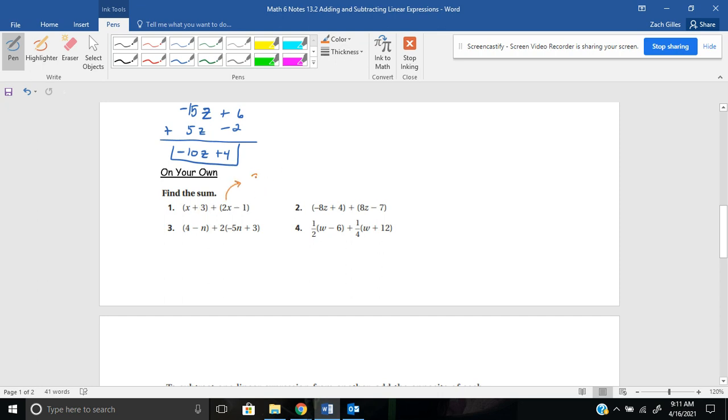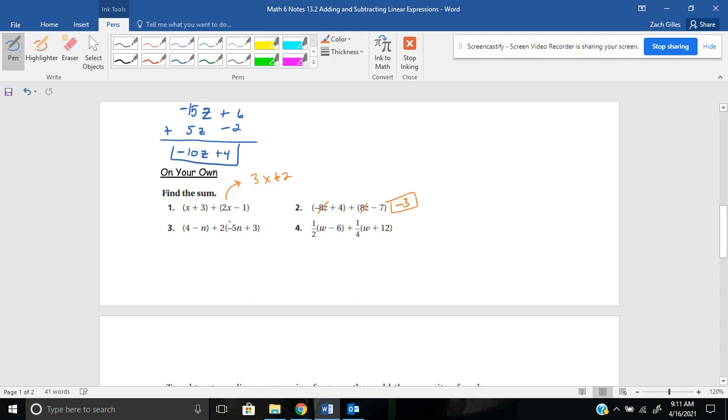X and 2x is 3x. 3 and negative 1 is 2, so 3x plus 2. This one, negative 8z plus 8z, well, that cancels out. Those are going to be 0. And then I have 4 plus negative 7, which is just negative 3 for your answer for number 2.